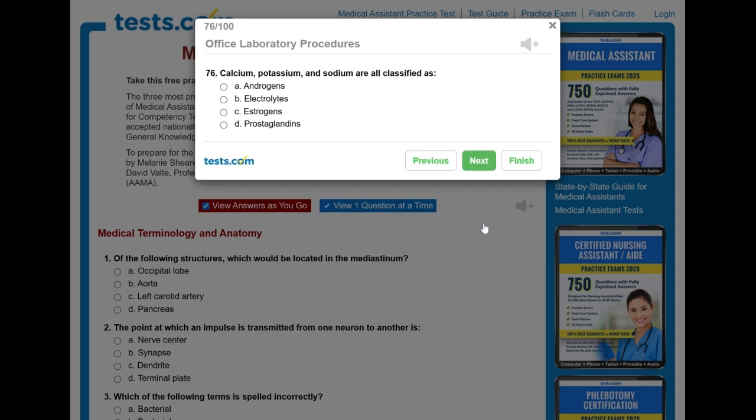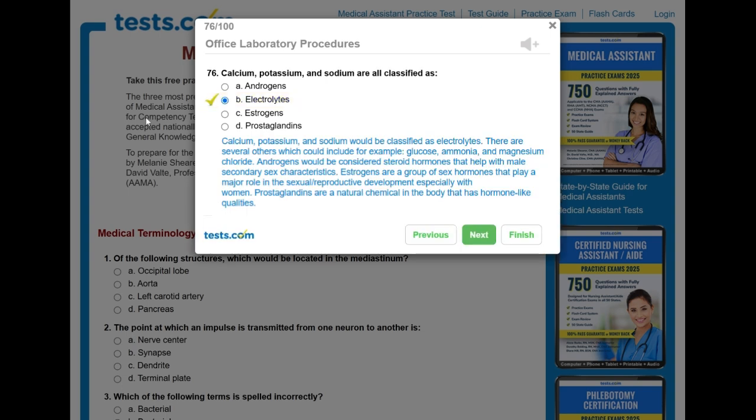Office laboratory procedures. Question 76. Calcium, potassium, and sodium are all classified as A. Androgens, B. Electrolytes, C. Estrogens, D. Prostaglandins.